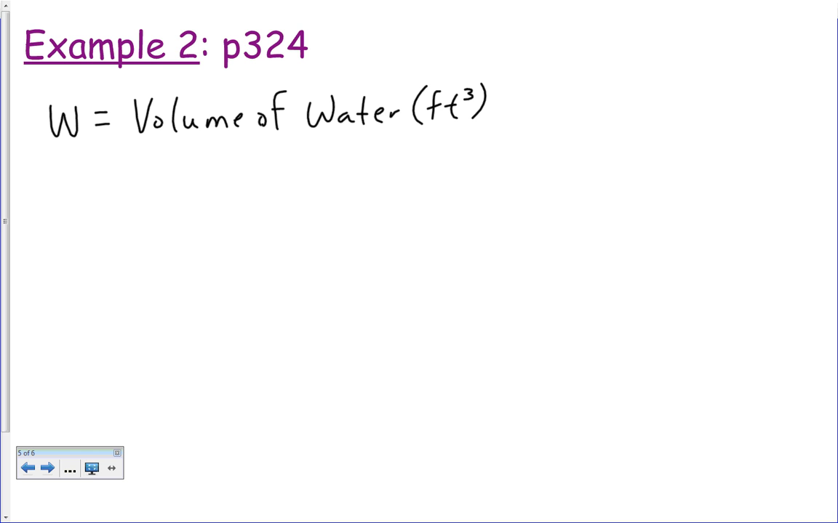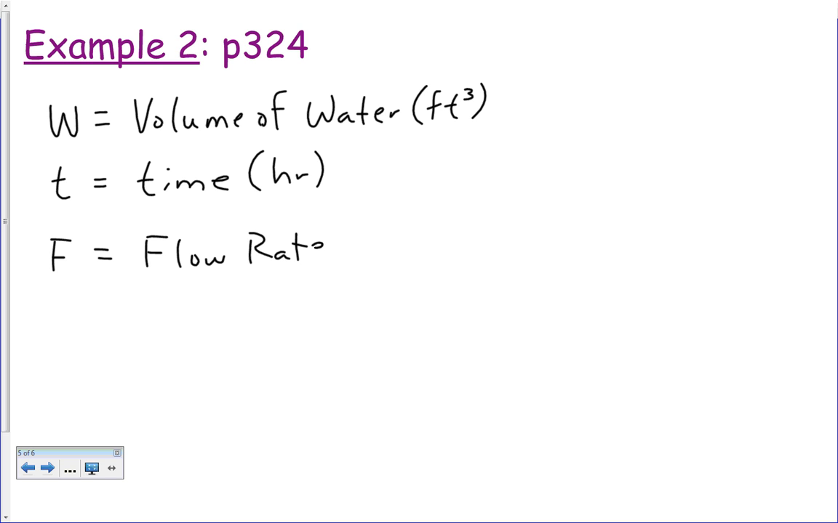So W is our water, or volume of water, however you want to write that. And then our independent variable here is going to be time. So we'll use T for time, and we are measuring that based on the rates they gave us in hours. And then finally, there are two other rates they actually specified here. The first one they mentioned is F, which is your flow rate, the rate at which water is flowing in. That was measured in cubic feet per hour. And not only that, they tell you it's a fixed rate, so that means it's a constant. So this is a constant.